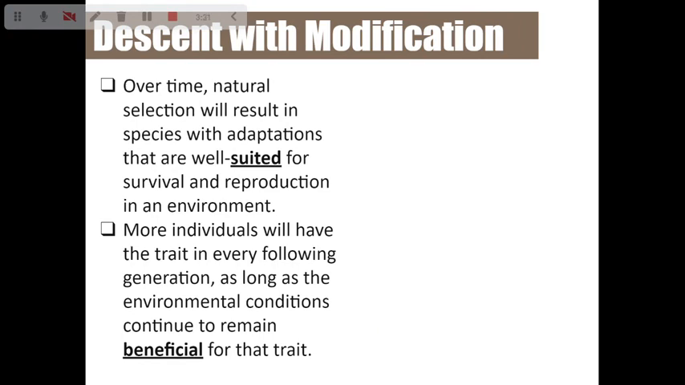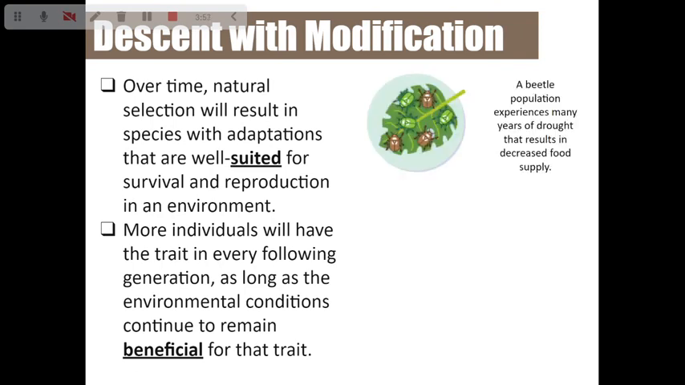Next, we have descent with modification. Over time, natural selection will result in species with adaptations that are well suited for survival and reproduction in an environment. So, more individuals will have the trait in every following generation, as long as the environmental conditions continue to remain beneficial for that trait.